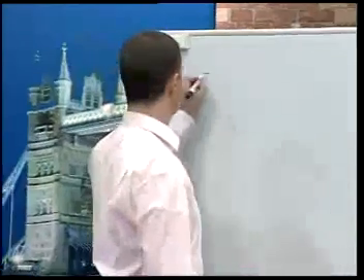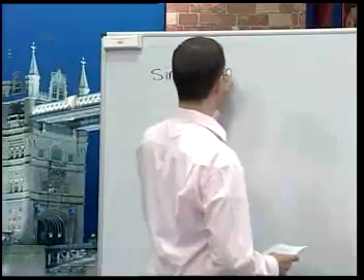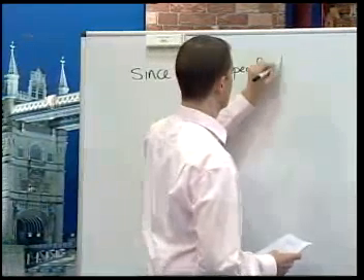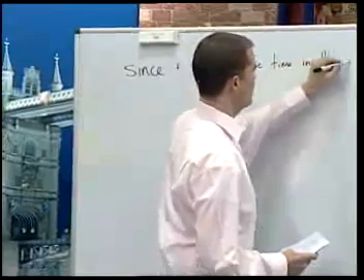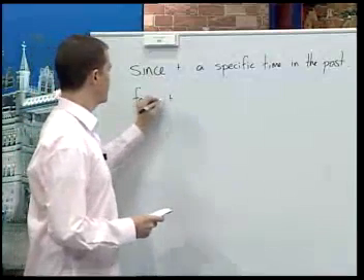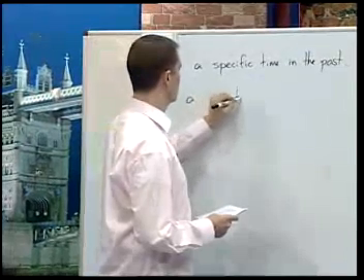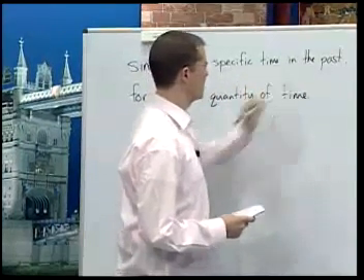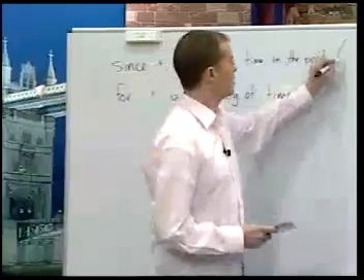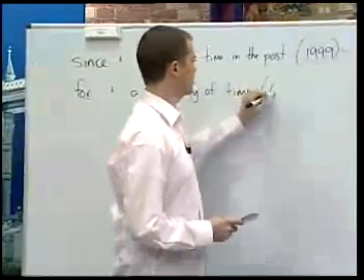So when we use since or for with the present perfect, this shows us that a situation has begun in the past and it continues to the present for some time. We use since plus a specific time in the past, for example, since February or since 1999. And we use for plus a quantity of time. The astronauts have been on the moon for 6 months, for 6 weeks, a quantity of time.